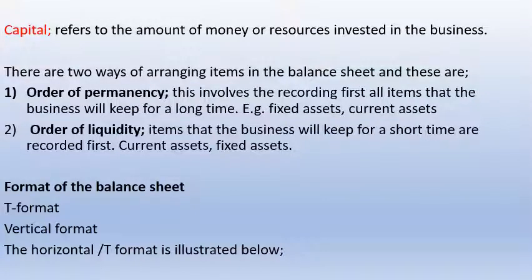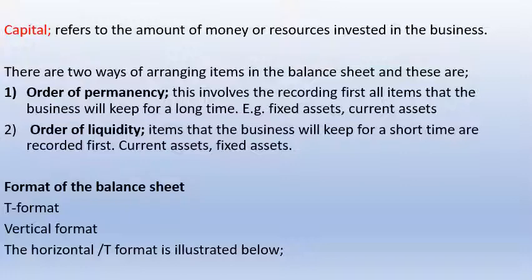Capital. This refers to the amount of money or resources that is invested in your business. It's also called owner's equity. So we have looked at those three items: assets, liabilities, and capital, and these are the ones that make up our balance sheet. As we said, the accounting equation is: assets are equal to capital plus liabilities.